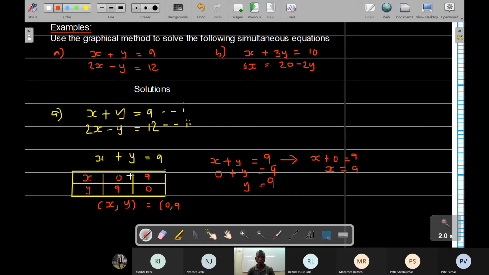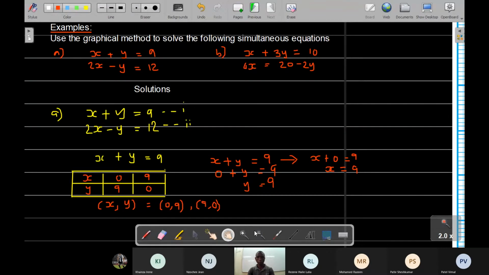So this one here gives me the first pair. X is 0, y is 9. So this is the first coordinate. Then the second coordinate: x is 9, y is 0. So these are the coordinates of the first equation, which we had as x plus y is equal to 9. When we go to the graph, we'll just plot these points for that line. So we can go to the graph if we don't mind.